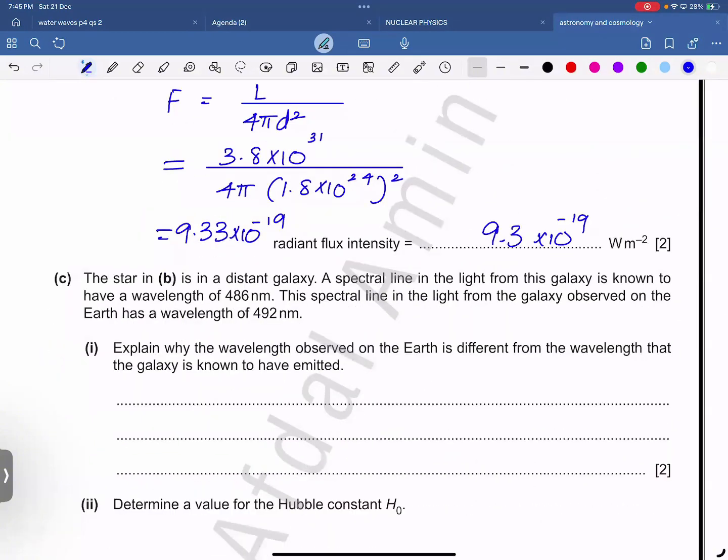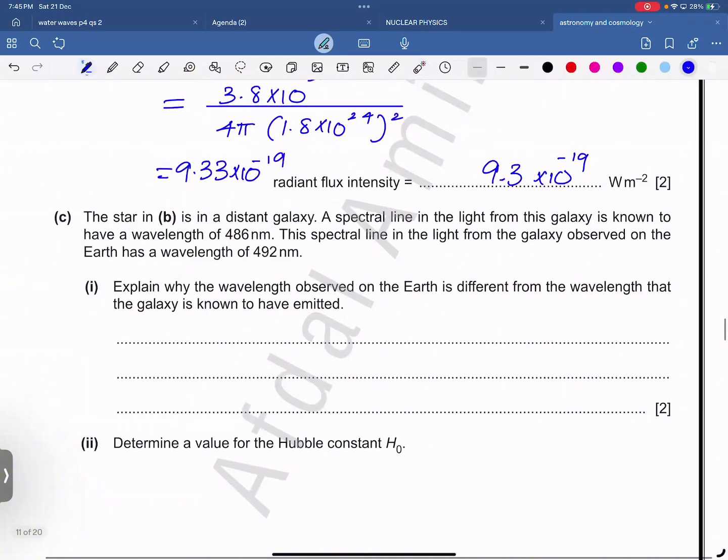The star in B is in a distant galaxy. A spectral line in the light from this galaxy is known to have a wavelength of 486 nano. The spectral line in the light from the galaxy observed on Earth is this. Now, this is observed and actually is supposed to be 486. Why is the wavelength observed on Earth different from that known to be emitted? Of course, my dear, redshift. What is the reason for redshift? Moving away. So write this.